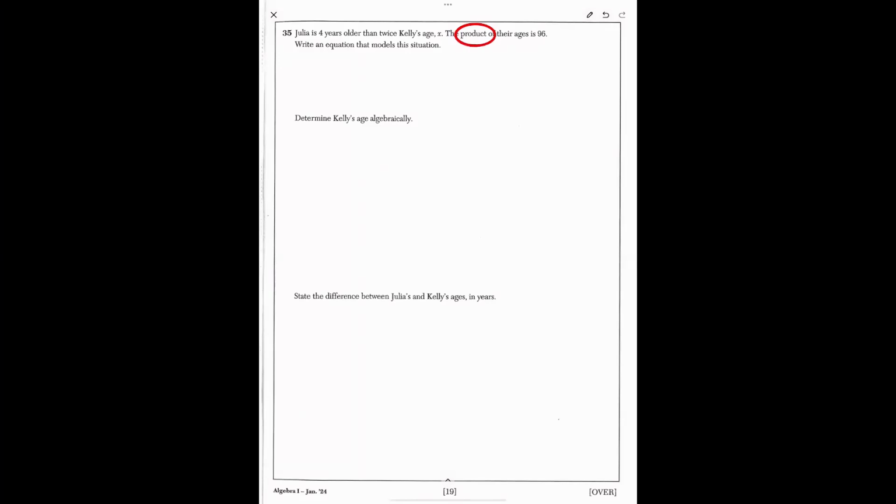So here, we're going to start. Kelly's age is x. And Julia is twice Kelly's age plus 4, because she's 4 years older than twice x. So 2 times x plus 4. So we got K equals x and J equals 2x plus 4. They tell us that the product, so that means K times J, is equal to 96. And all we're going to do is plug in x for Kelly, and 2x plus 4 for Julia, and it's going to be equal to 96.